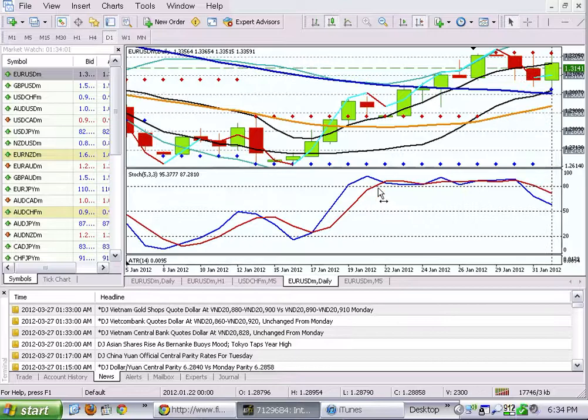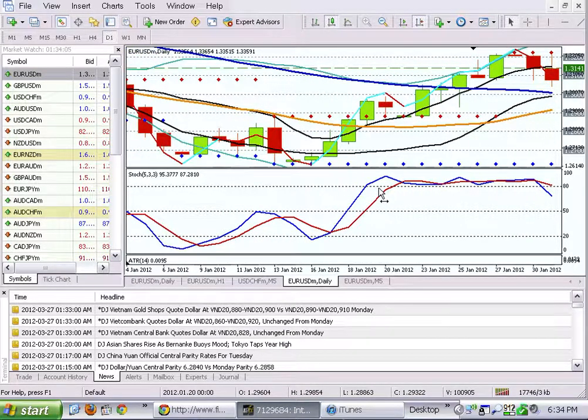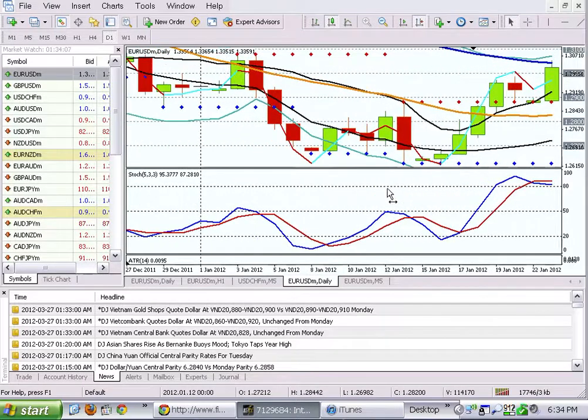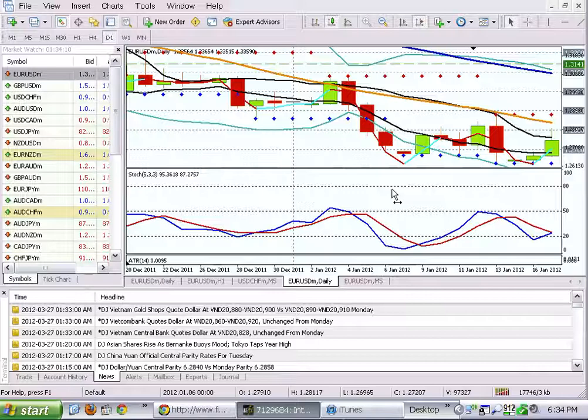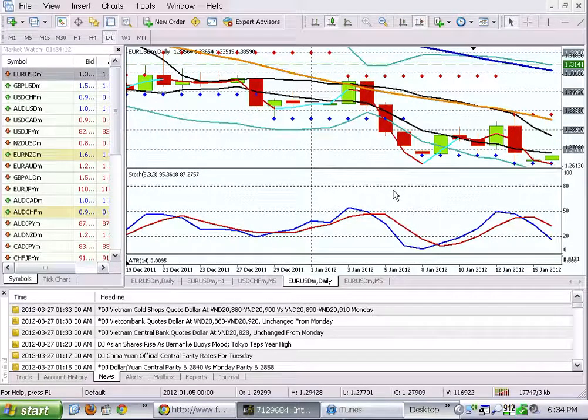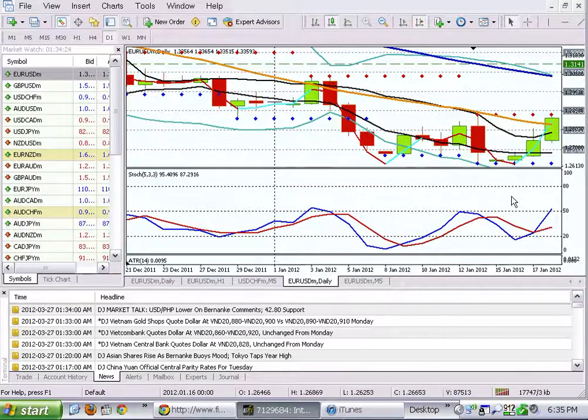Let's go back right about here. This would be good. Okay, so you see we're in a downtrend from here down. You see the stochastics is pointing down. So what do we do? Remember, we trade off daily, so we wait for the next close. Okay, so we have a green candle here.